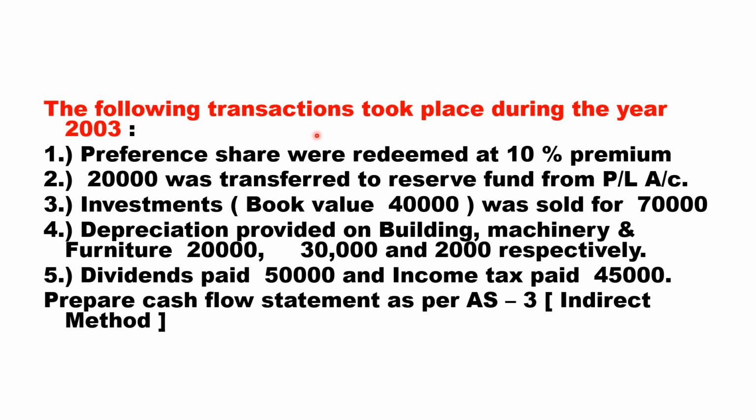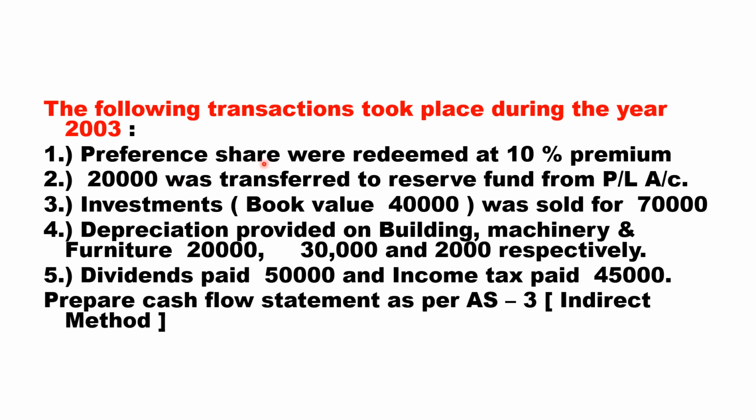The following transactions took place during the year 2003. Preference shares were redeemed at 10% premium. So preference shares are not redeemed at par, it is repaid at premium. The preference share in the balance sheet is 2 lakh. So you are not going to repay 2 lakh. You are going to repay 2 lakh plus 10%. That is 2 lakh 20,000.